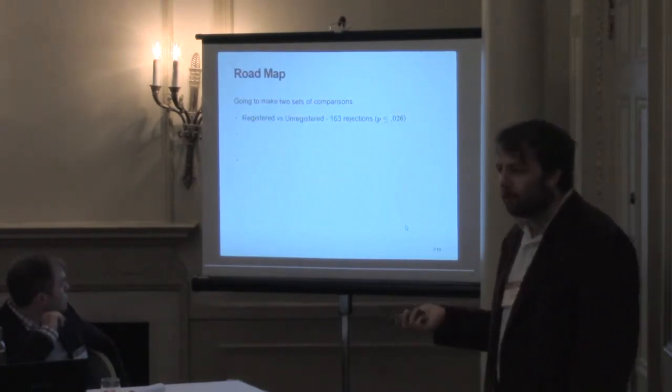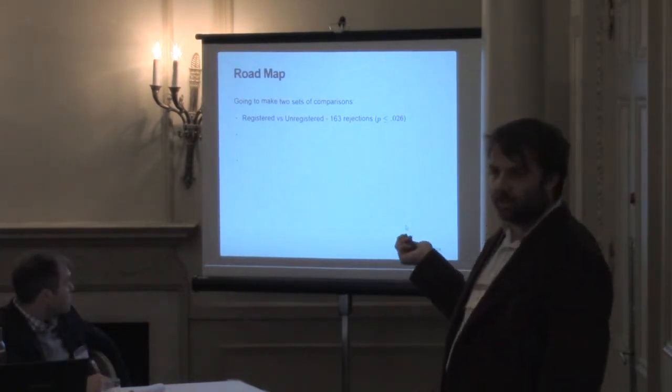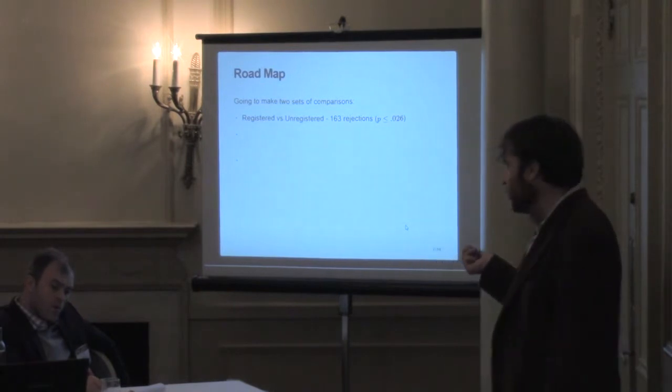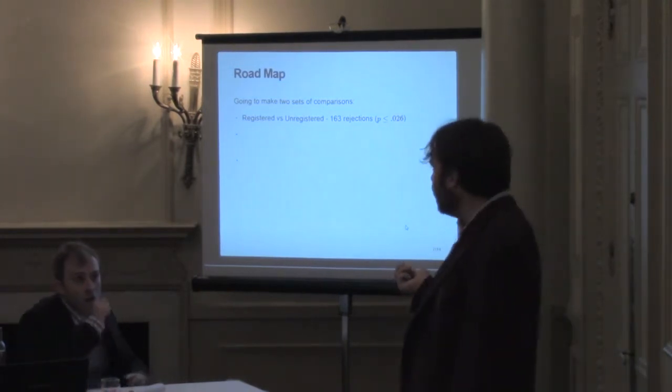So we're going to look at registered people versus unregistered people. We make 163 rejections here. So more rejections than non-rejections. So they're more different than similar on the items we identify.